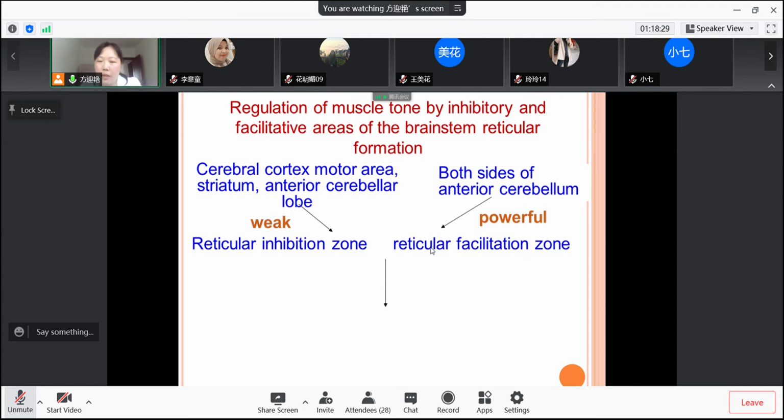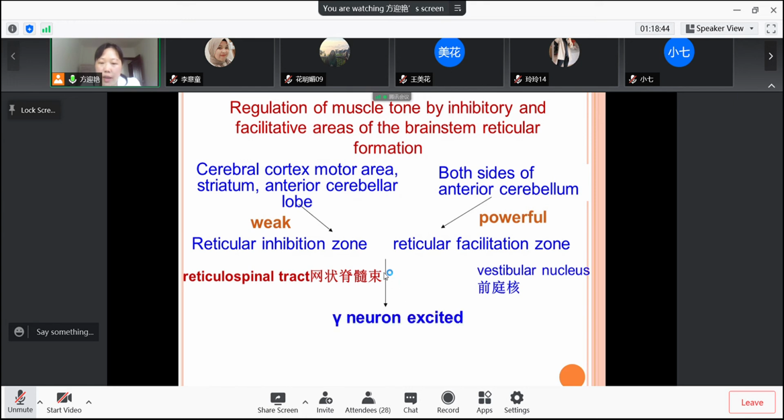Based on this structural knowledge, this shows the reticular facilitation zone. Downstream, the reticular inhibition zone acts through the reticulospinal tract, and the reticular facilitation zone acts through the vestibular nucleus.